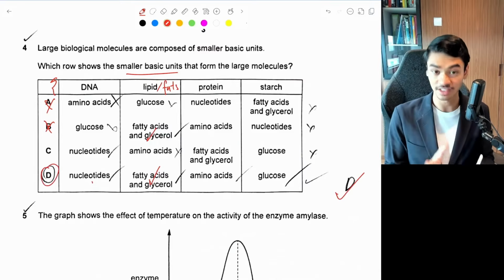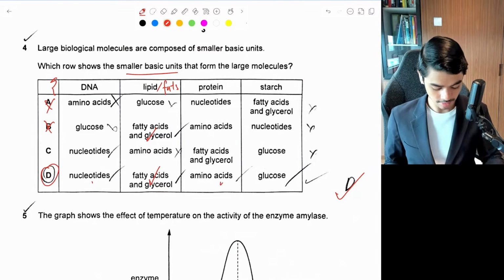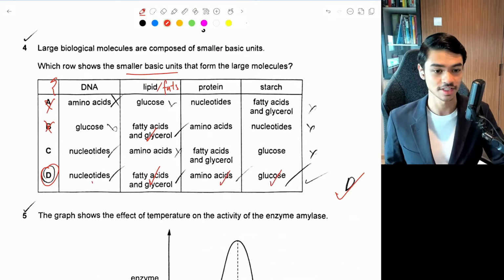Let's just continue seeing the last two columns. Proteins are made of amino acids, yes. And then starch is made of many units of glucose. So that is correct, it is D.